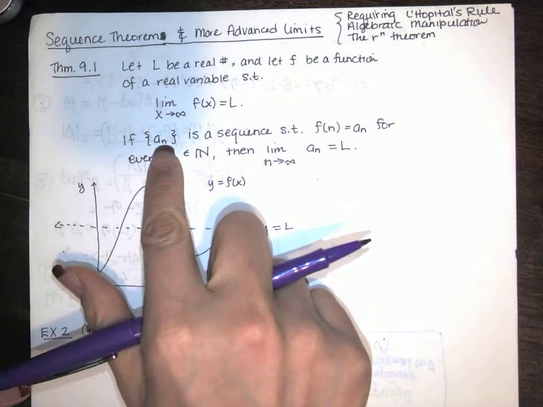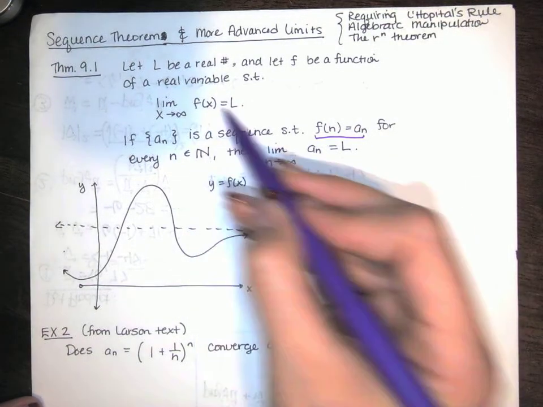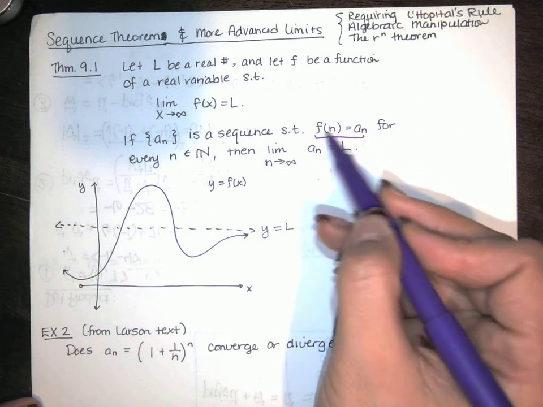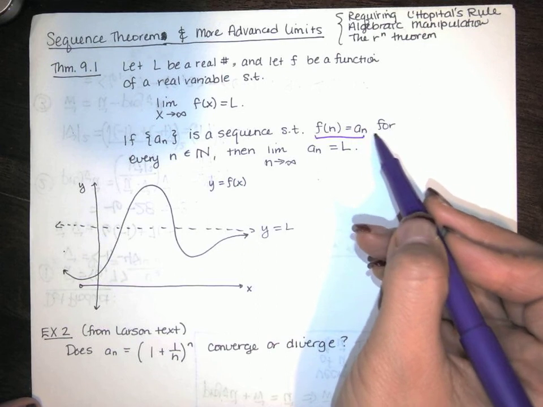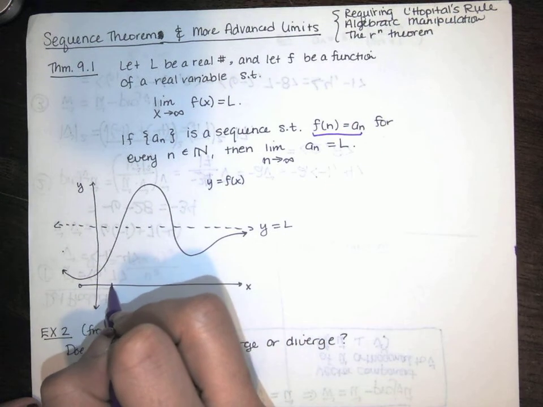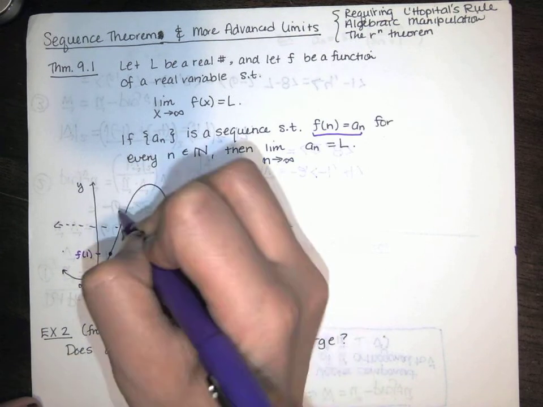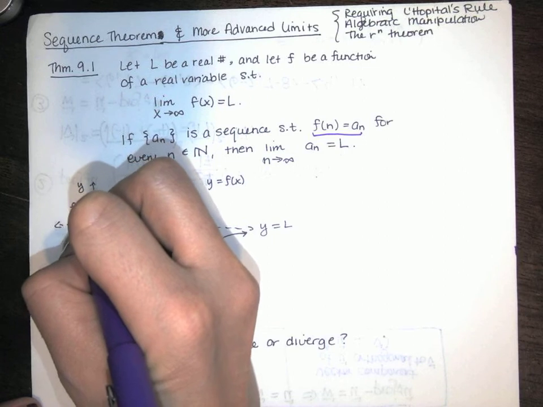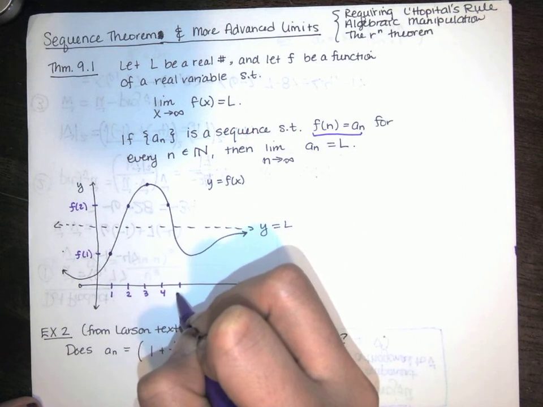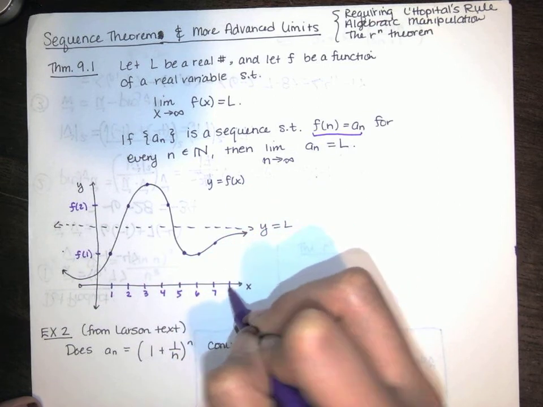Now this says, if a sub n is a sequence such that f of n equals a sub n, well, what does that mean? Well, that just means that f of x and f of n are exactly the same. So a sub n, those are y values on the graph of y equals f of x. When n equals 1, we get f of 1. When n equals 2, we get f of 2. When n equals 3, we get f of 3, and so on. So when n is 1, we get f of 1, which is right there. When n is 2, we get f of 2, right there. When n is 3, f of 3. When n is 4, f of 4. When n is 5, f of 5. When n is 6, f of 6. N is 7, 8, and so on.